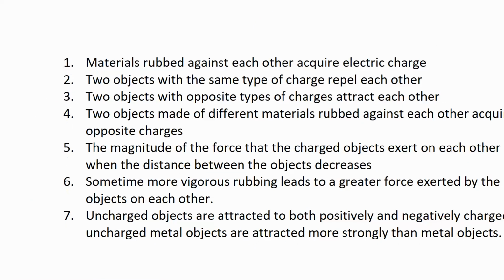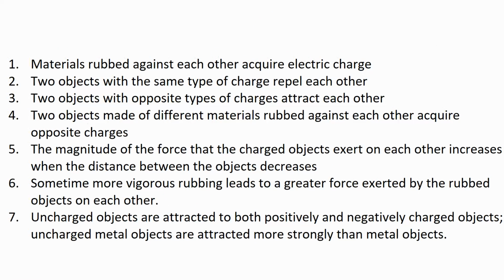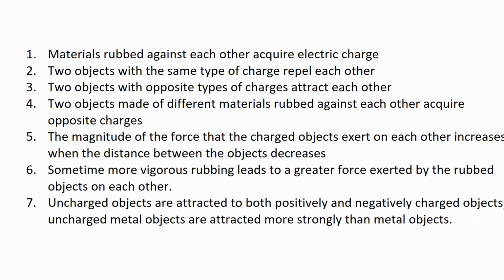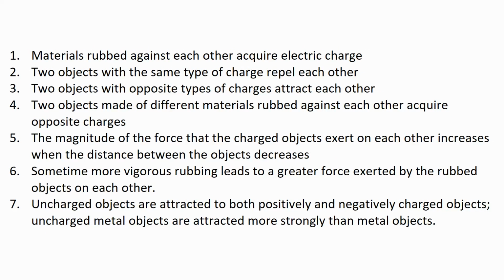So, putting all these things together, I'm going to make these 7 claims here. I'm going to say that materials rubbed against each other acquire something that we're going to call electric charge. This is something new. It's a physical property kind of like mass. So material has an electric charge, not because of its material, but because of what's happened to it.